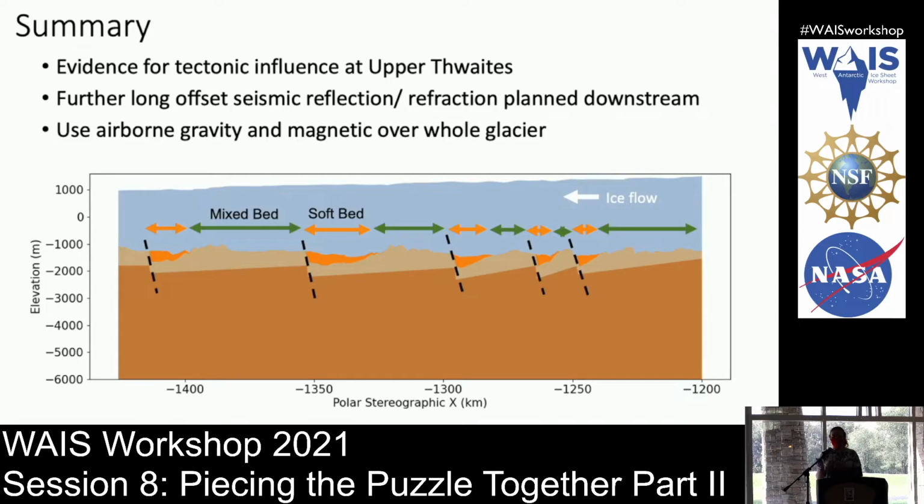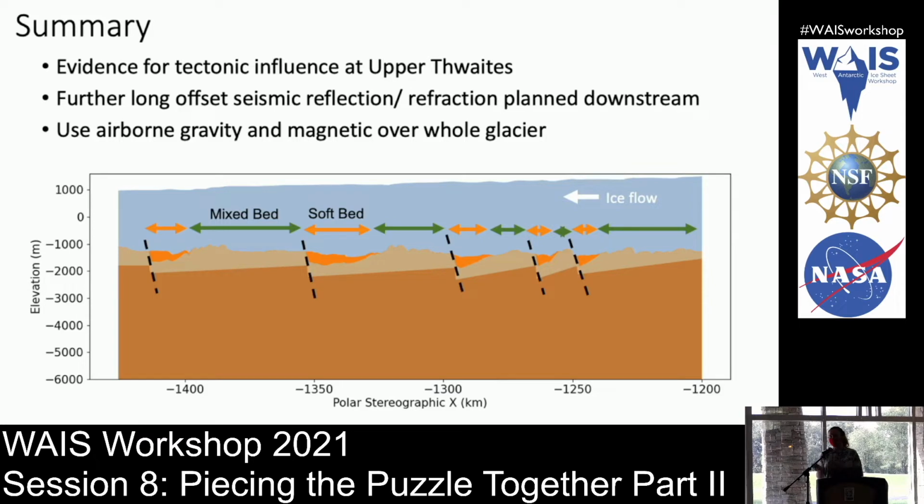So far on this one line on Thwaites, we've found evidence for half-graben-shaped sedimentary basins from multiple geophysical methods, and evidence for sedimentary rock layer in the seismic data. And the geometry of these upper crustal structures indicates a tectonic influence in their formation, and therefore a tectonic influence in the distribution of hard and soft bed types over Thwaites.